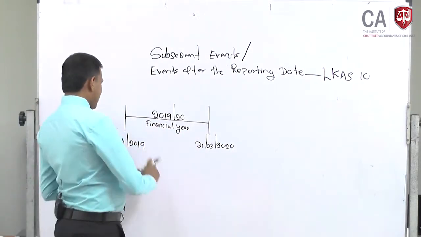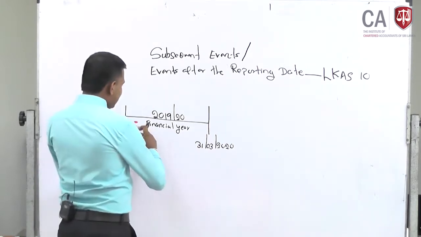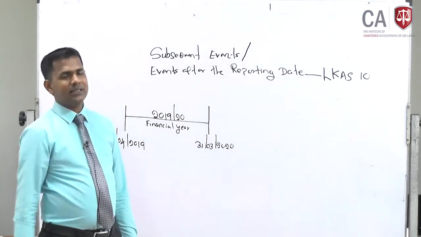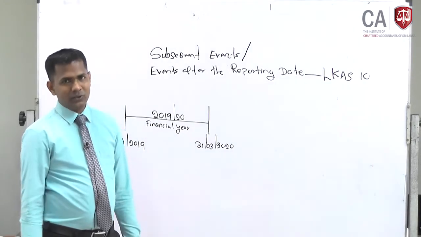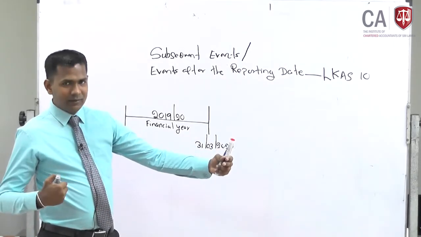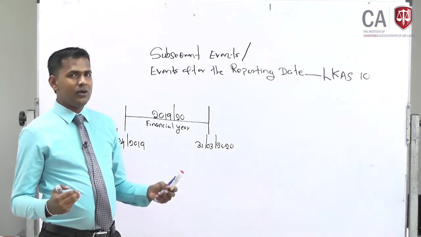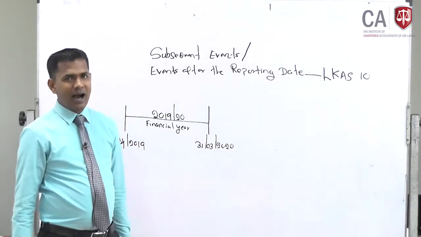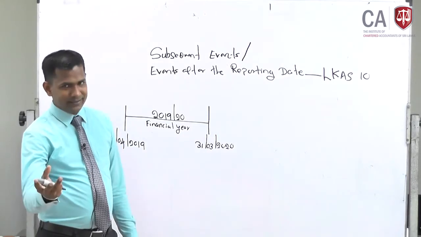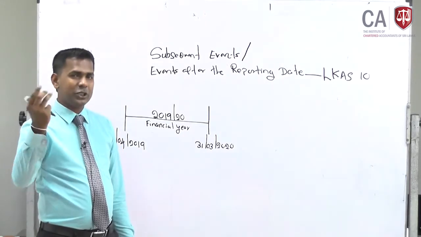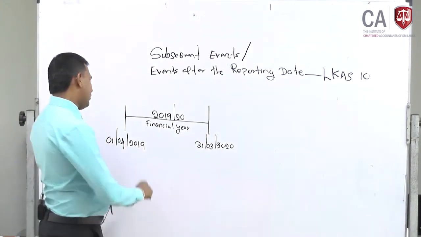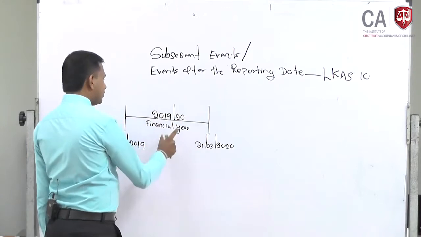Throughout this particular year, whatever transactions occurred are accounted using the double entry system. We record the transactions occurring over a year through the double entry system into the books of prime entry, from the books of prime entry to the ledger, from the ledger to the trial balance, and from the trial balance to the final financial statements. So we account for that in the books of accounts.